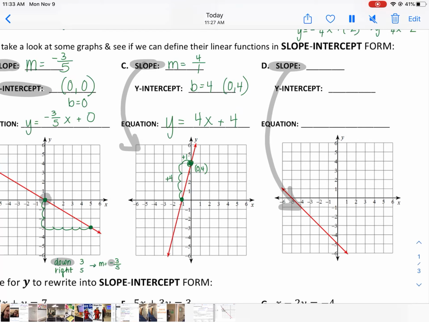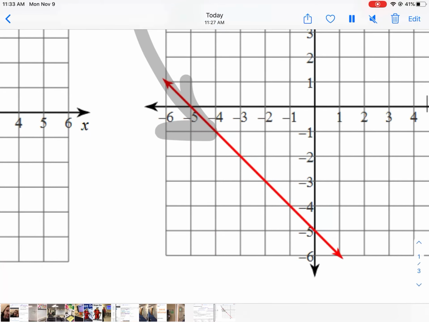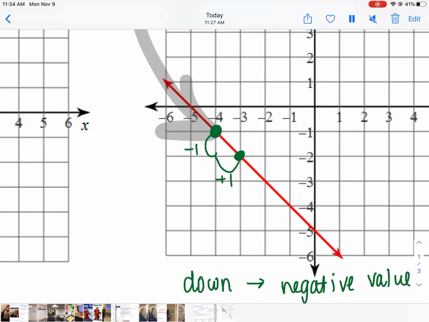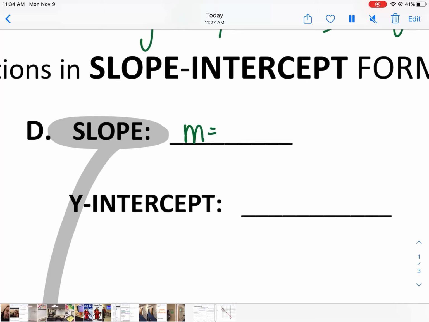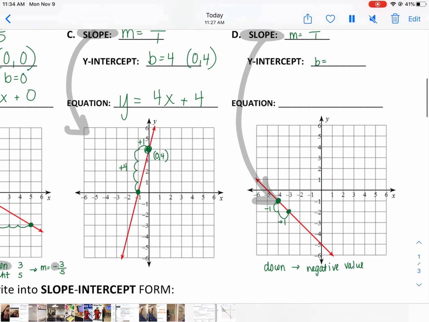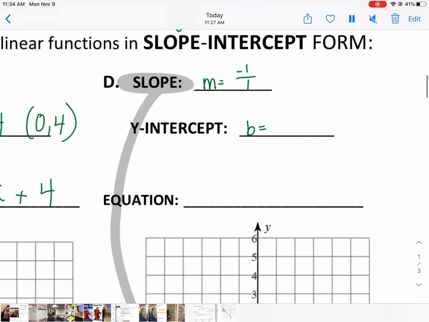Next guy, the slope here. We see that from pretty point to pretty point, we count down 1 and to the right 1. So that means down would be -1, right would be +1. Down is a negative direction, so we're going to make sure we give it a negative value. And we're going to say that the slope is m equals negative rise 1, run 1, or just -1. And we can see that the graph crosses the y-axis at -5.